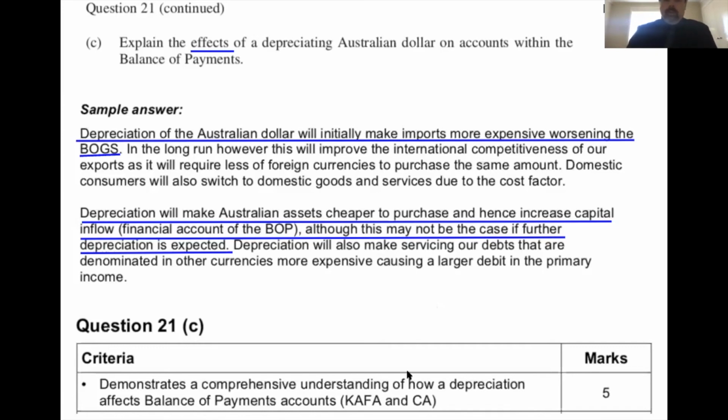So is it a comprehensive understanding? We've got some CAFA and we've got some current account items. And again, there's a sample answer. Definitely this is not the best answer you can write, but what do you notice about just clear, sharp sentences to the point, addressing the question?